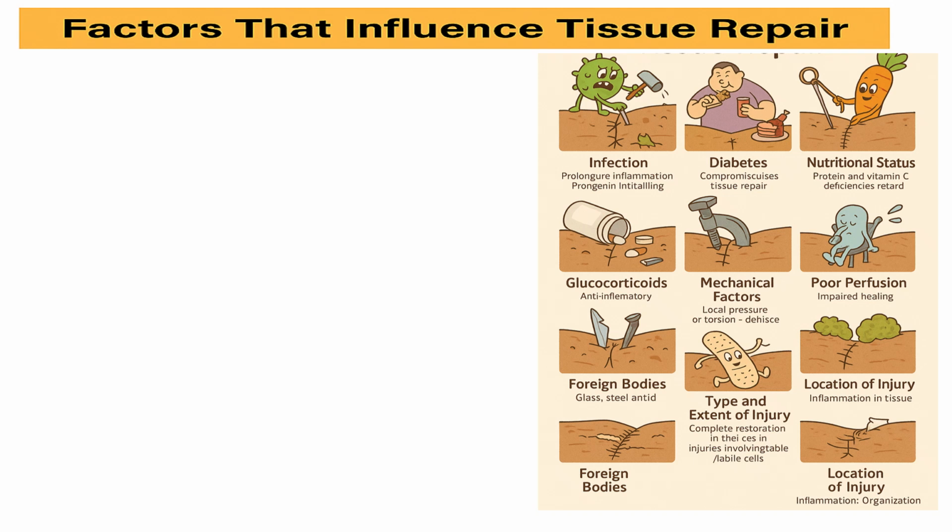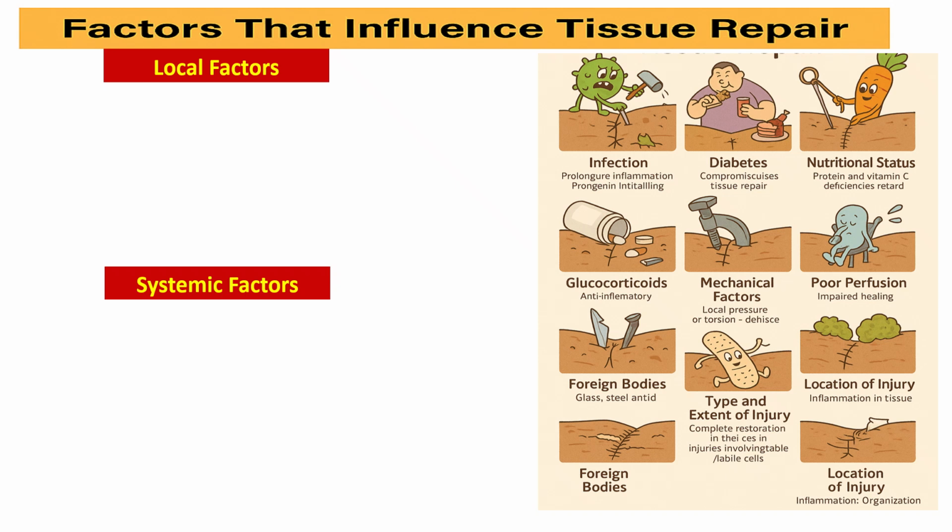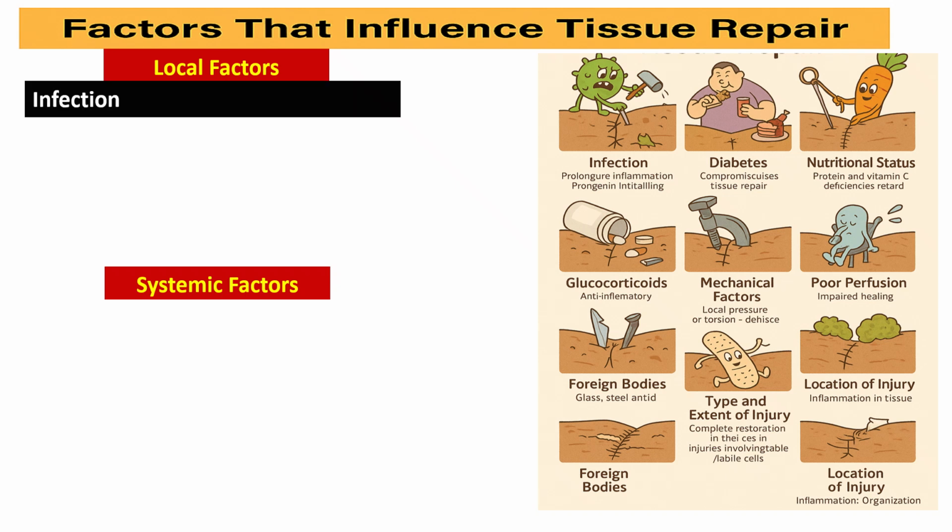Several key factors influence tissue repair, affecting both the rate and quality of the healing. These are broadly divided into local and systemic factors, and understanding them is essential for predicting outcome and optimizing care. The local factors that are present at the site of the injury are infection.